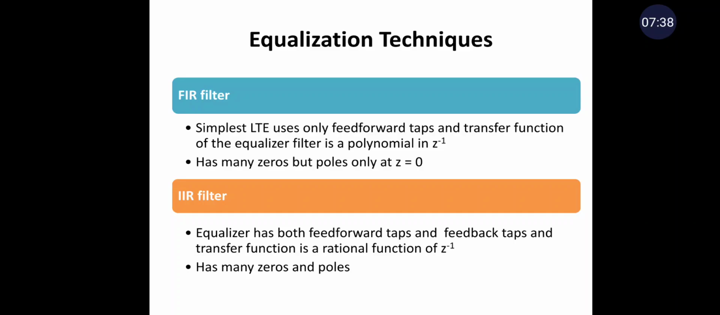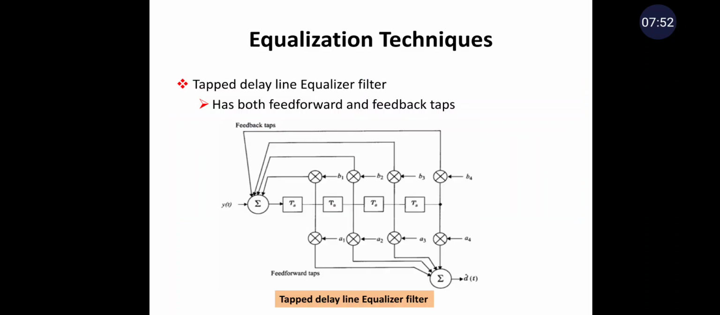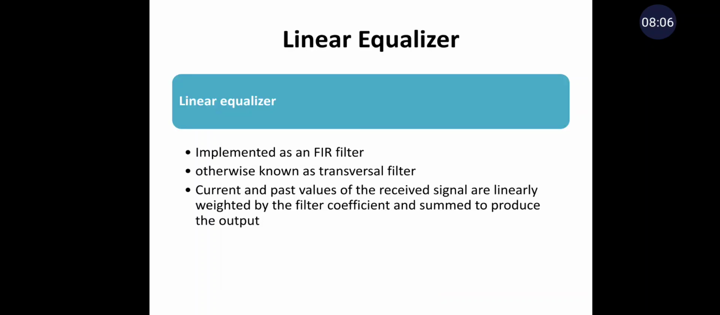In the case of the IIR filter, the equalizer has both feed forward taps and feedback taps, and the transfer function is a rational function of z power minus 1. It has many poles and zeros. So this is the tapped delay line equalizer filter. It has both feed forward and feedback taps. This is the circuit diagram or block diagram of the tapped delay line equalizer filter.